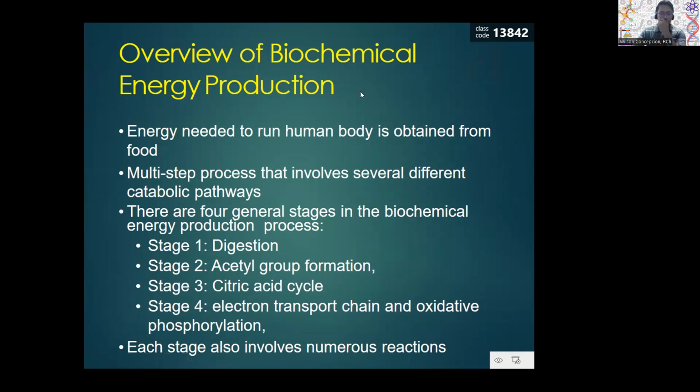Okay, so last week we discussed the common catabolic pathway and we defined it with 3 stages, di ba? 3 stages yun. The first stage is digestion. The second stage is acetyl group formation. And our third stage is what?